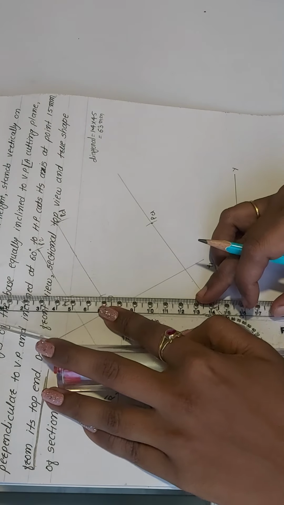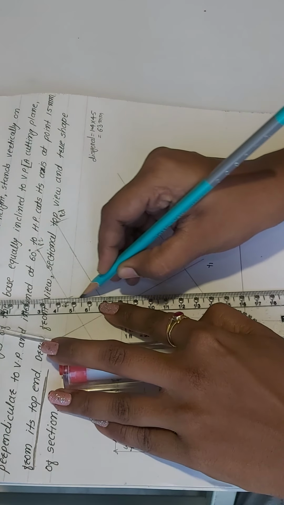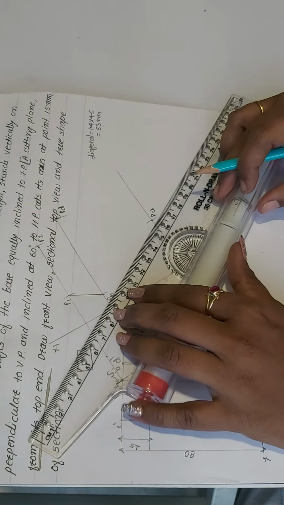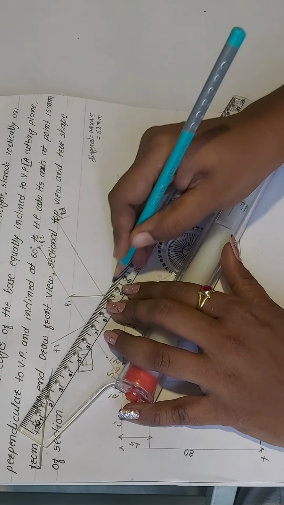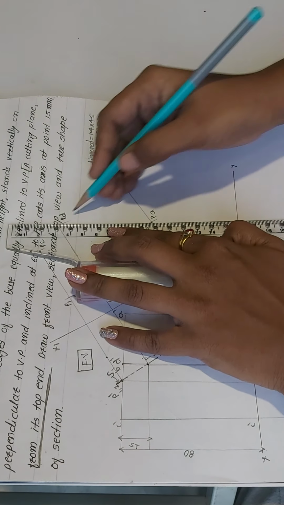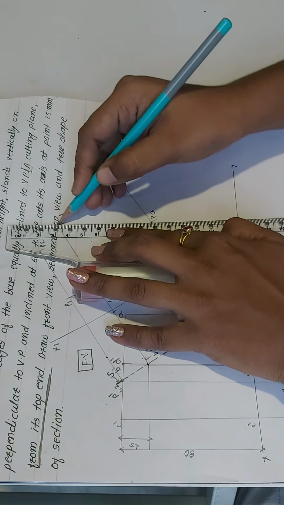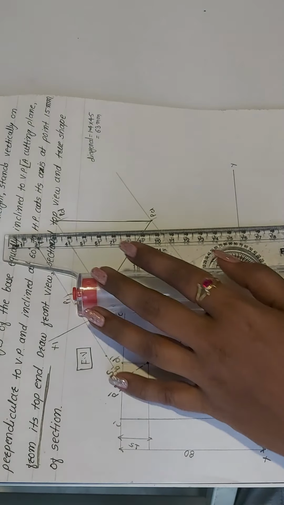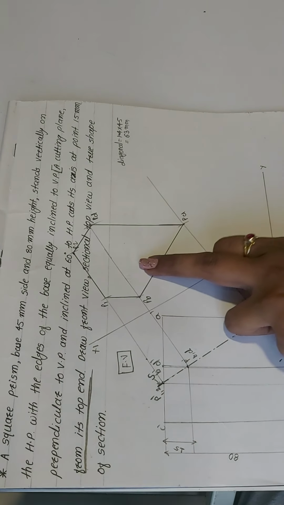So this is the problem of a square prism. I am going to join the points with the help of a scale. So the last shape I will get is like this. So this is the true shape.